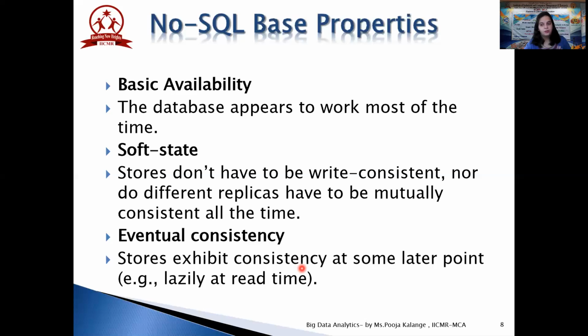So these are the NoSQL BASE properties which we need to understand: basic availability, soft state, and eventual consistency. These BASE properties, I repeat, are based on the CAP theorem, which is already studied in distributed databases, where C stands for consistency, A stands for availability, and P stands for partition tolerance.